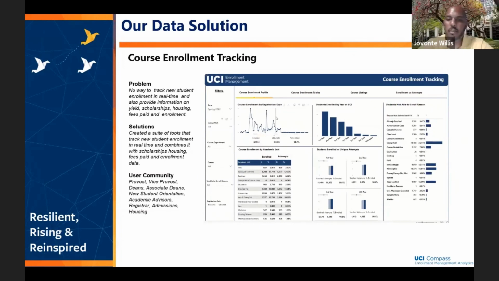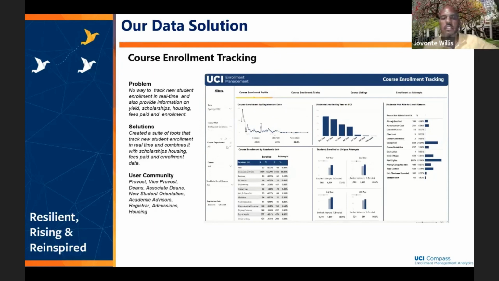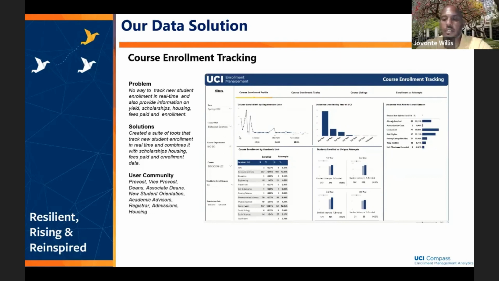Another thing that people had a hard time with was understanding how many people were trying to get into courses but weren't able to get into the courses. So this is what we call our near real-time report, where it updates 5 times a day during the enrollment cycle, where they can come in here, select the course, and see exactly how many people have been able to enroll in that course, how many people tried to get in that course, and what was that success rate.